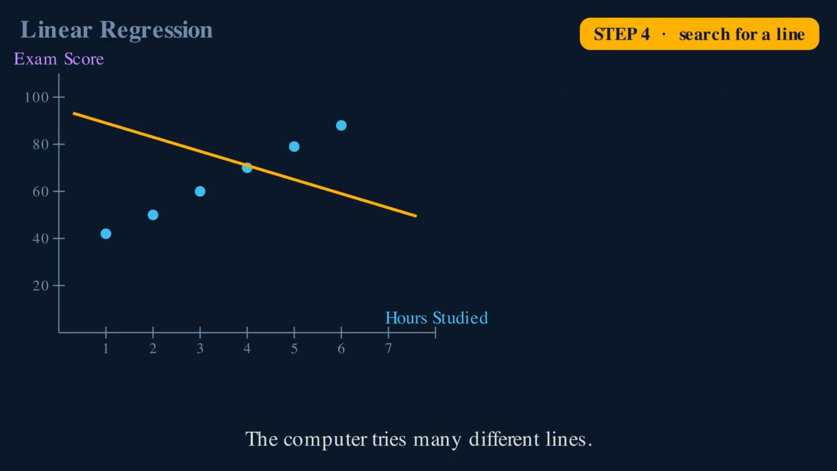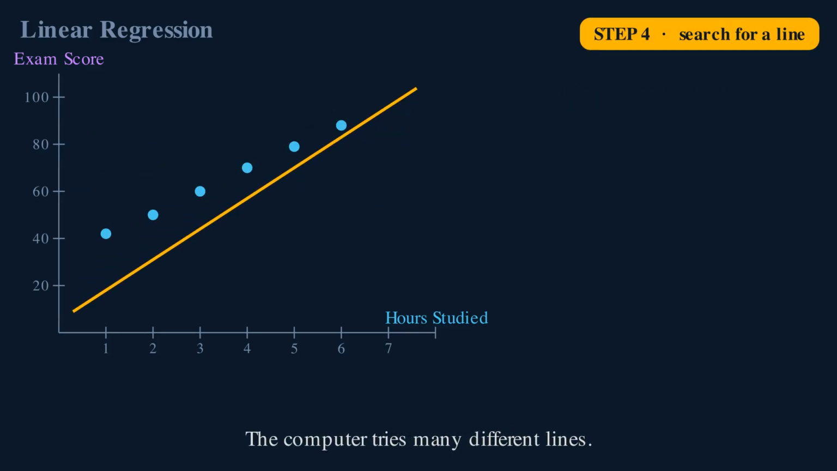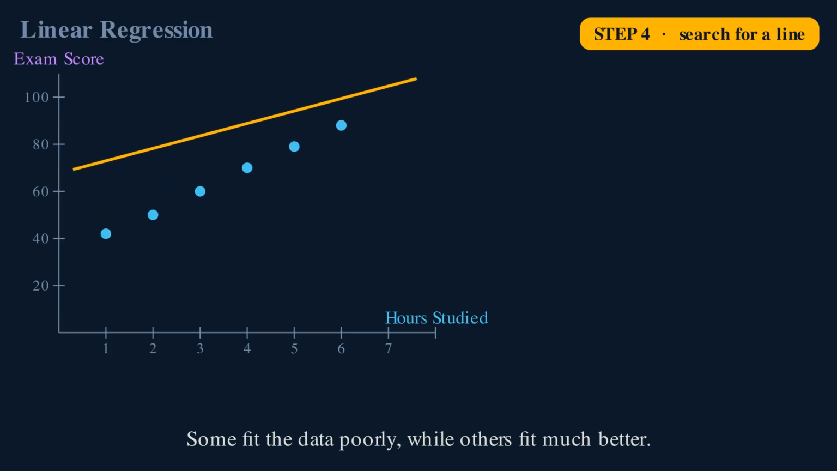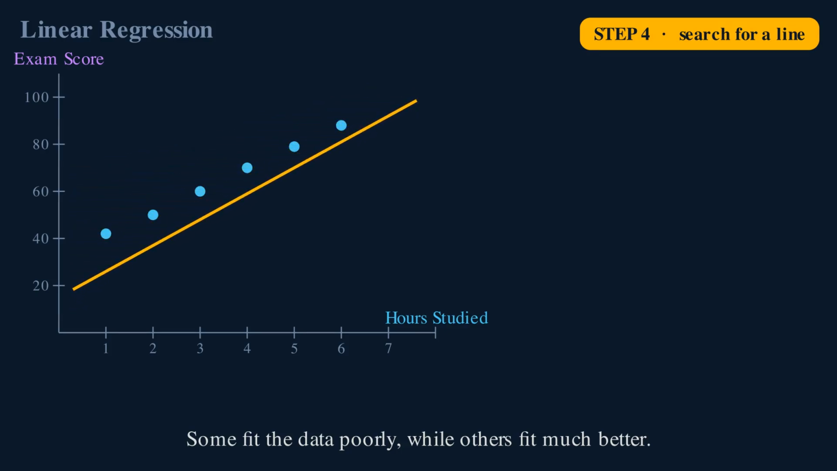The computer tries many different lines. Some fit the data poorly, while others fit much better. The goal is to discover the line that minimizes the prediction error. This search for the best parameters is called fitting the model.